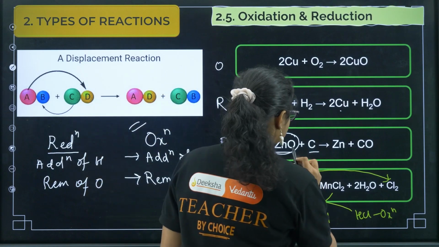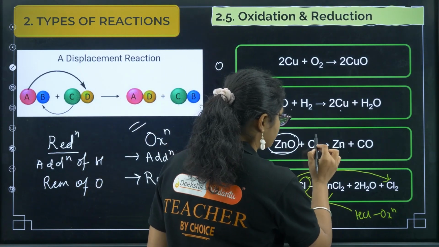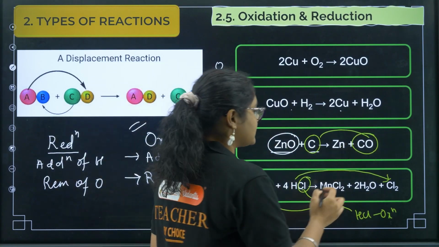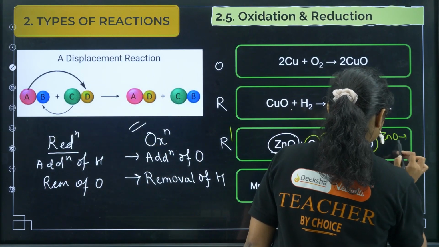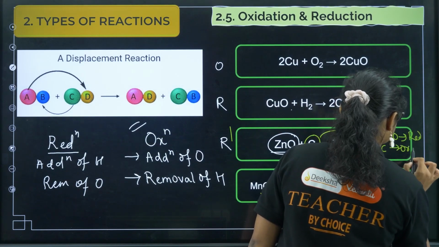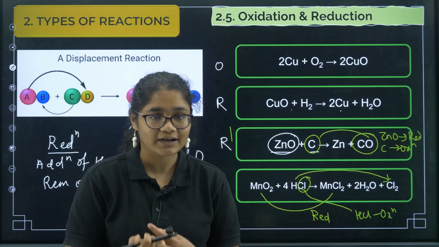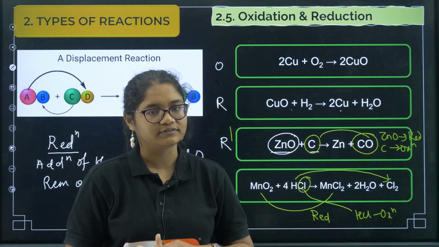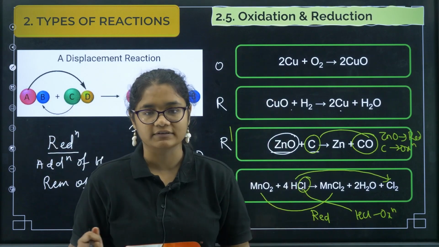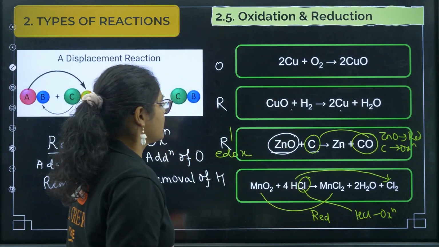This is also an example. If you see ZnO to Zn, oxygen is removed, but if you see carbon to carbon monoxide, oxygen is added. So I can say here that ZnO has undergone reduction, and C has undergone oxidation, right? So these types of reactions where there is both reduction and oxidation are called redox reactions. Clear? So these are oxidation, reduction and redox reaction examples, okay?